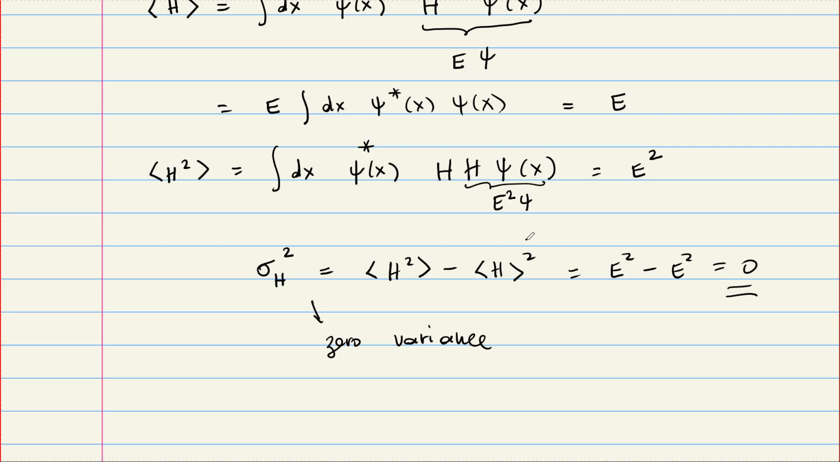Any questions? Yes. In order for us to not have zero variance, then does our function have to be time dependent? Yes, exactly. If you have a time-dependent solution, it's going to have variance in energy. Or another way to say it, the energy will not be well defined. There will be some uncertainty in energy. There will be some spreading in energy, but that's not the case for stationary states.